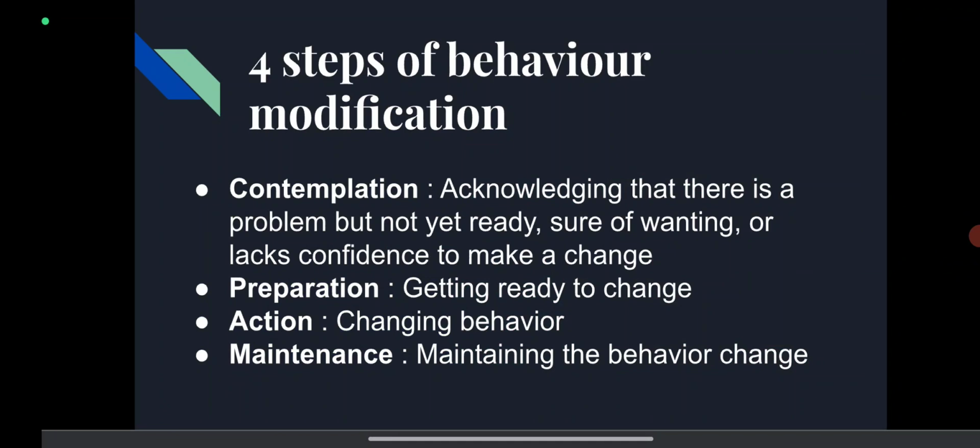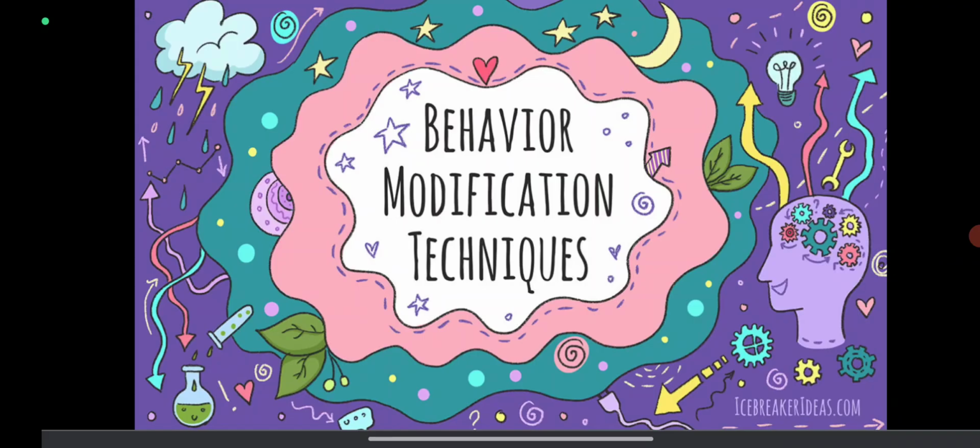Four steps of behavior modification: contemplation, preparation, action, and maintenance. In contemplation, it means acknowledging that there is a problem but not yet ready, sure of wanting, or lacking confidence to make a change. Preparation, getting ready to change. Action, changing behavior. Maintenance, maintaining the behavior change.